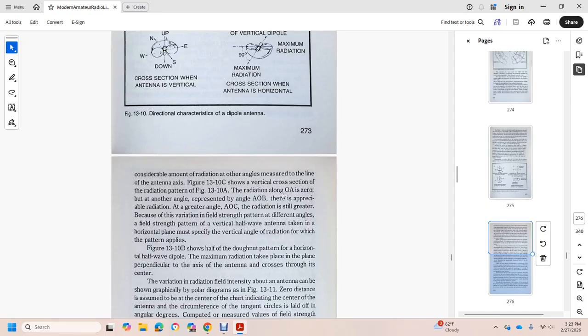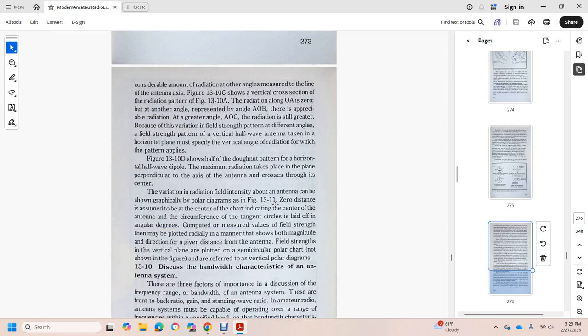AOB has appreciable radiation, greater than the angle AOC, because of the variation in field strength with the pattern at different angles. The vertical pattern of the antenna, taken with the horizontal plane, implies a specific vertical radiation pattern. Figure 13.10D is the half of the donut pattern for the horizontal half-wave dipole, with the maximum radiation taking place in the plane perpendicular to the axis of the antenna that crosses through it. The variation of the radiation field intensity of the antenna can be shown graphically with a polar diagram.